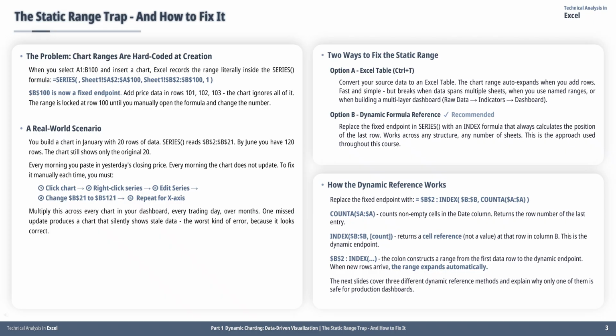In the example file, open the sheet called One Static versus Dynamic. The left side shows a chart frozen at row 102. The right side uses the dynamic formula and reads all 650 rows. Add a row to raw data, and only the right chart responds.